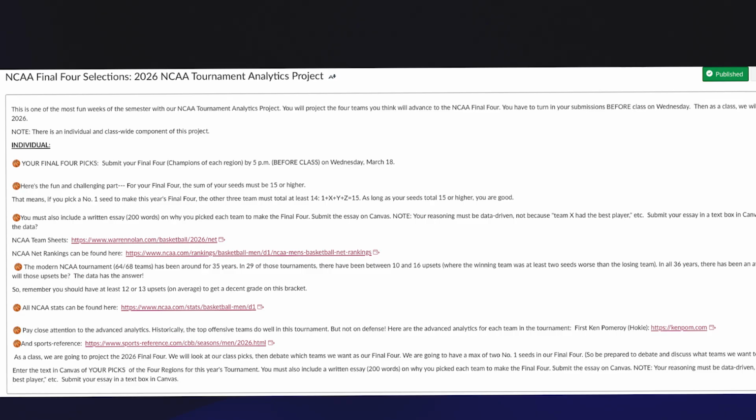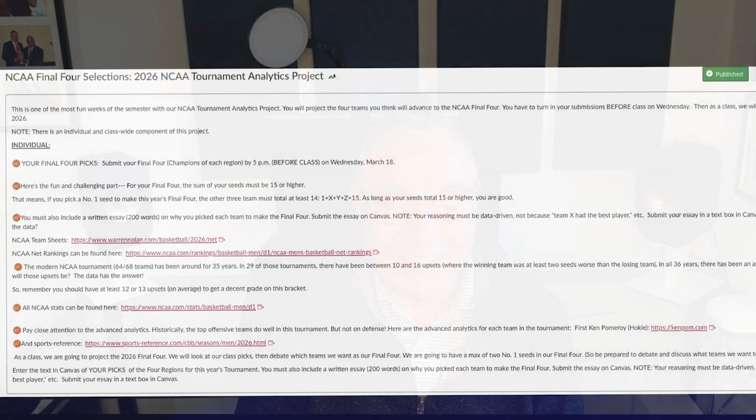That means if you pick a number 1 seed to make this year's Final Four, the other 3 teams that you select have to total 14, right? So look at the screen there. If you pick, say, UVA or Duke, whoever, or let's say Duke, Duke's a number 1 seed. If you pick Duke to go to the Final Four, your other 3 teams have to add up to 14. So as long as your seeds are 15 or higher, you're good.